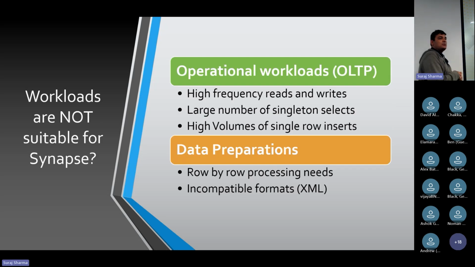So what workloads are not suitable for Synapse? If you are trying to build an ODS layer or an OLTP system, then Synapse is not the use case for you. Synapse is purely for data warehousing purposes. Especially if you have a lot of reads and writes on the database, a large number of singleton inserts, or a high volume of single row inserts. And if you have the XML data type, it is not supported in Synapse when trying to read data from XML. Those kinds of limitations come with Synapse. So if you have this type of use case, then I would say don't use Synapse.